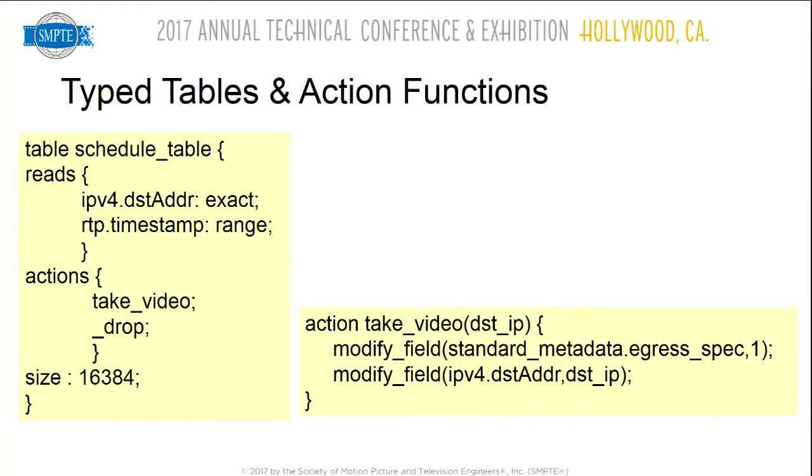We can now define that action. So we actually program an action. This is a little subroutine. Here's take video, with the destination IP address. We're going to modify a field of the standard metadata for egress, and we're going to say it should come out of port 1. So we're telling the packet which port to come out of. And then we're actually going to modify the IPv4 destination address to the destination IP we want it to be. And if you remember in our example, we want all of the packets which are being taken to end up on 239.0.0.3 so the receiver can pick them up.